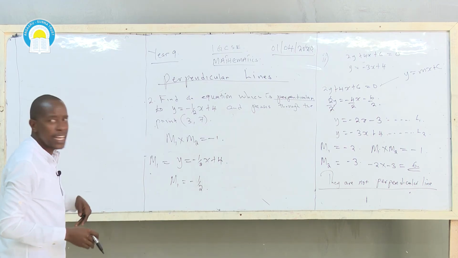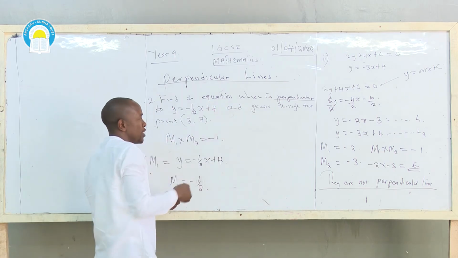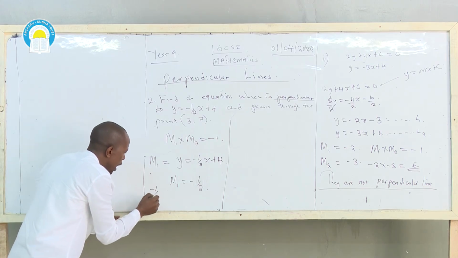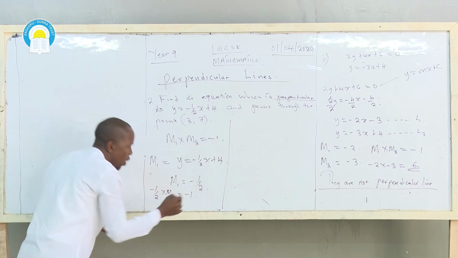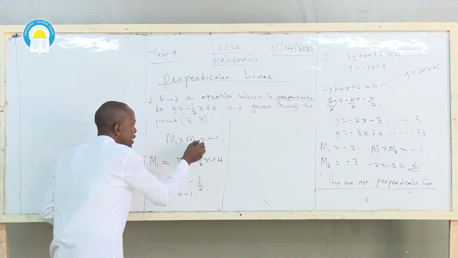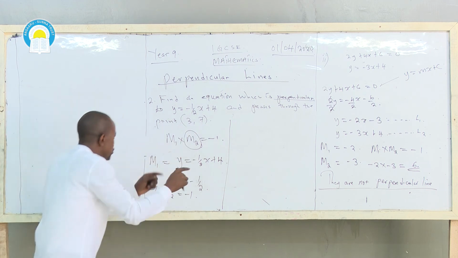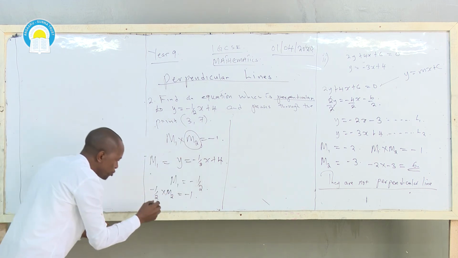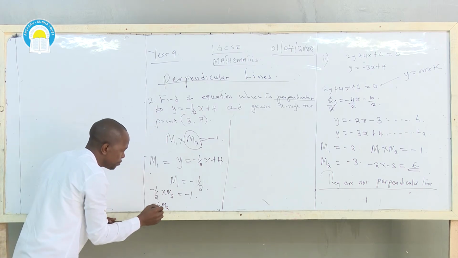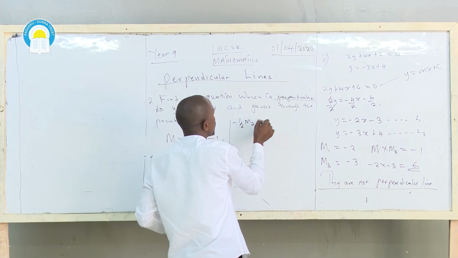So we need to find the gradient of the line that they're asking us to find. Its gradient comes from -1/2 times the m2 gives us -1, because m1 times m2 is equals to negative 1. We need m2 so that we have the point for us to find the equation. Now, negative a half times m2 is equals to negative 1.